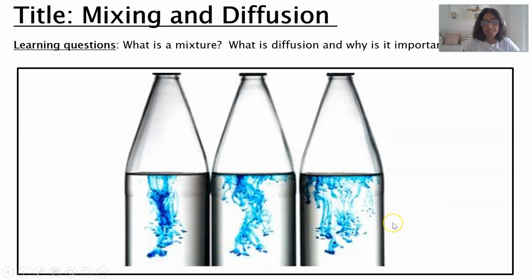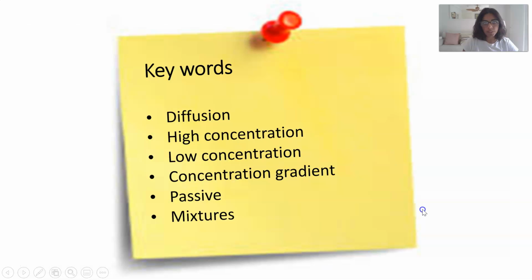Hi everyone, in this lesson we're going to be looking at what mixtures are and what diffusion means. So this image on the cover page here is a little clue to what diffusion is. I'm sure everyone's seen something like this, so keep that in mind. Our key words for this lesson are diffusion, which we will go into, high concentration, low concentration, a concentration gradient, so that's like a slope, the word passive, which means without energy, and mixtures.